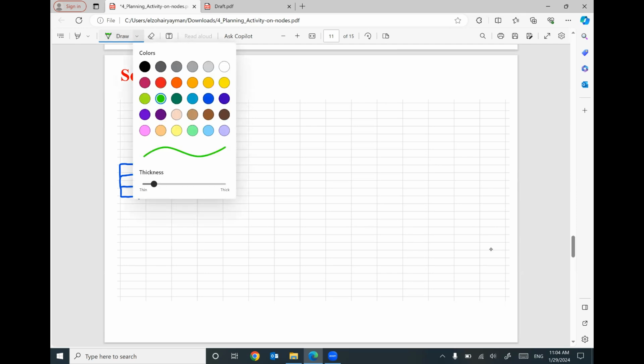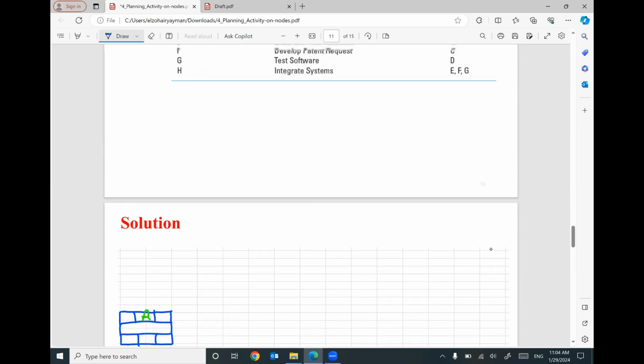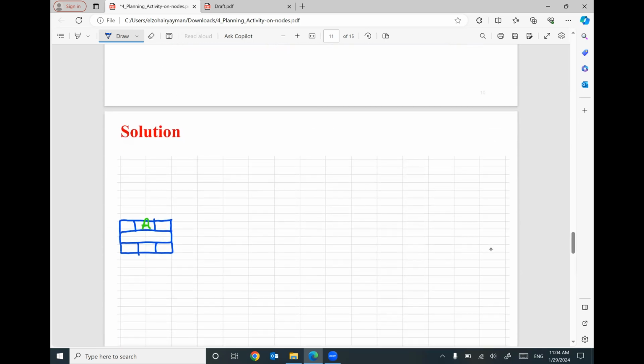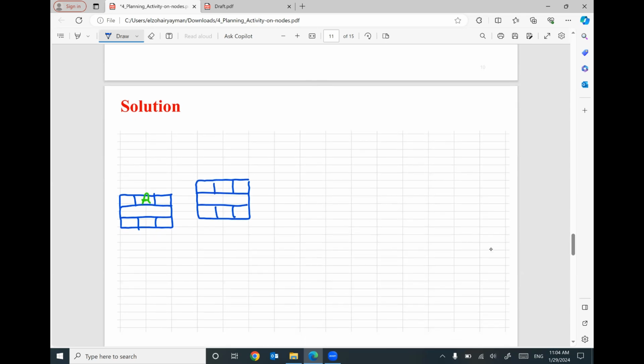Then I have activity B and C with predecessor A. So B has a predecessor A, and C has a predecessor A. So I will put B here and I will put C.